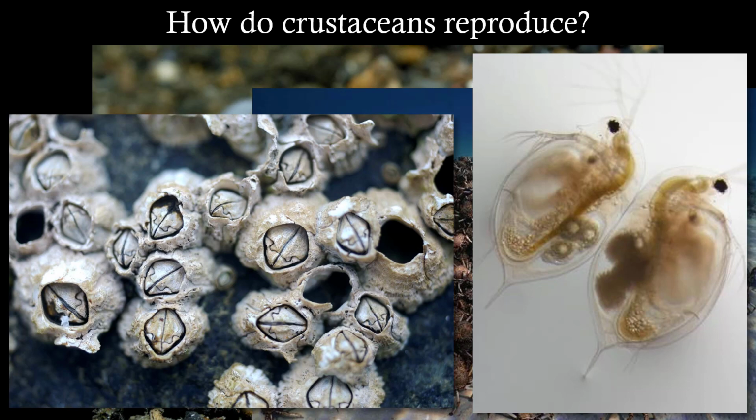If you think about the pros and cons of that, with broadcast spawning you have to make an enormous amount of gametes for a low chance of success. But if you have a penis, you don't have to make as much sperm, but you have to have a penis, and then you have to find a mate. So how do barnacles find a solution to this difficulty?